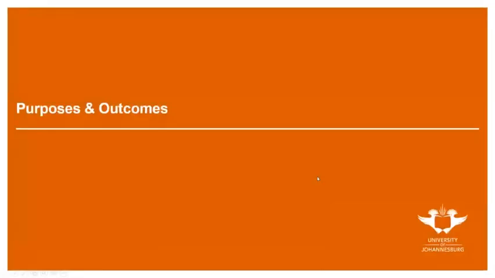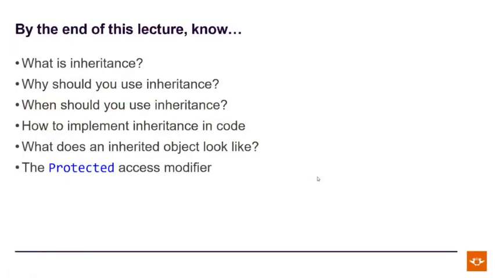Okay, so what is inheritance? Why should we use inheritance? When should you use it? Implementing it, what do inheritance objects look like, and protecting it. Hopefully, I don't think we're going to cover all of this today. We're going to finish it off tomorrow. I want to get through the basic idea of what inheritance is. It's a very useful thing.